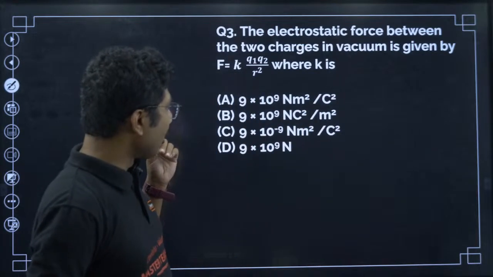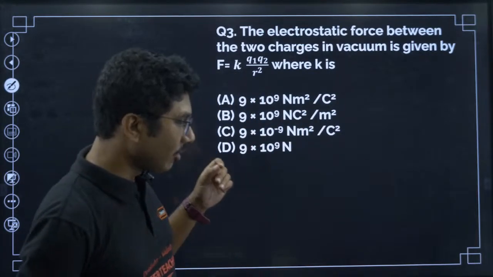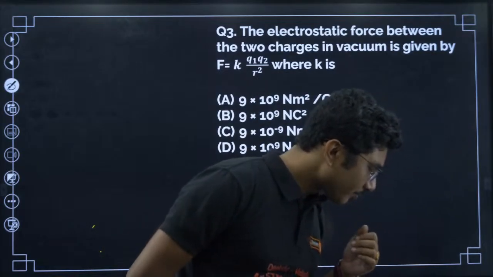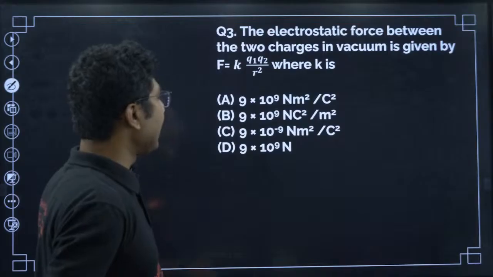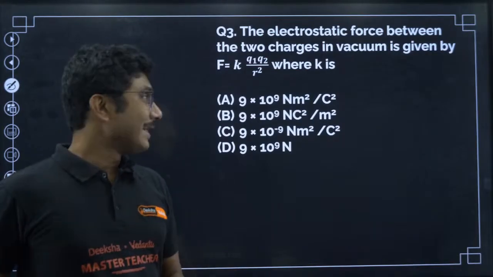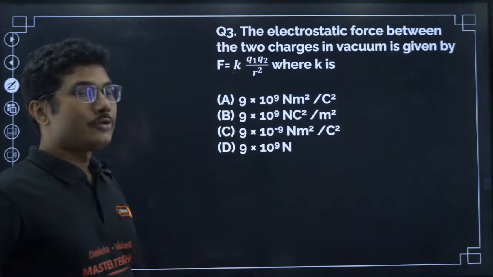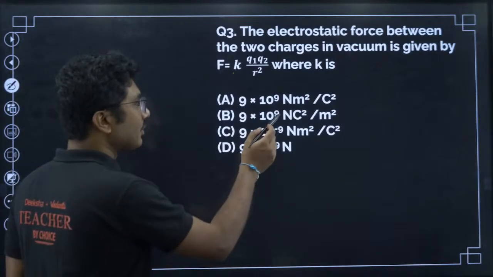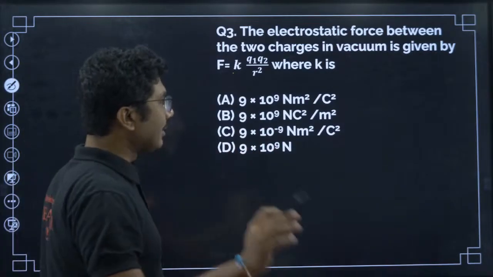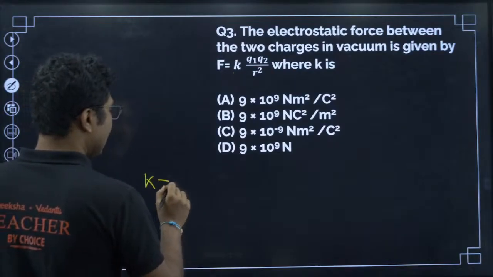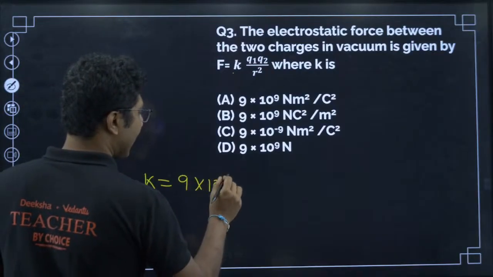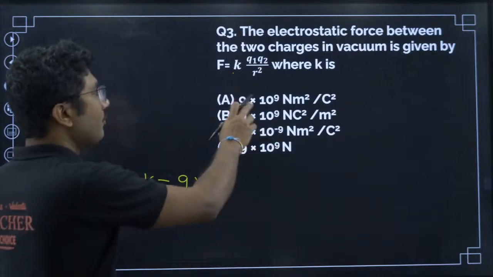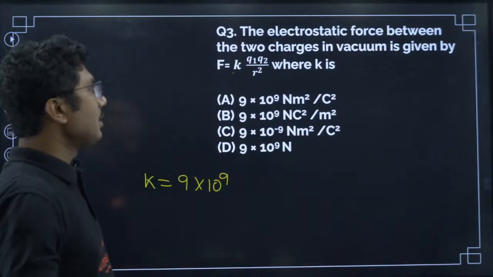Some are saying option C, some are saying option A, and Padma is saying option A. So be careful, as I said, K is 9 into 10 to the power of 9. The magnitude everyone knows, it will be 10 to the power of 9, not minus 9. K is 9 into 10 to the power of 9, and in most cases this is sufficient to answer, except for this question.